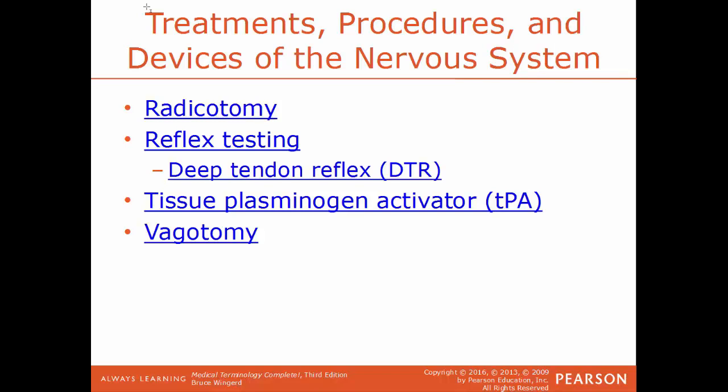And this is the kind of protein that's used in certain thrombolytics. So this will be used in certain drugs to help break up dangerous clots in the body, in particular the brain. These are commonly called clot-busting drugs. Our last term here, vagotomy. This is a surgical operation where you're cutting into one or more branches of the vagus nerve.